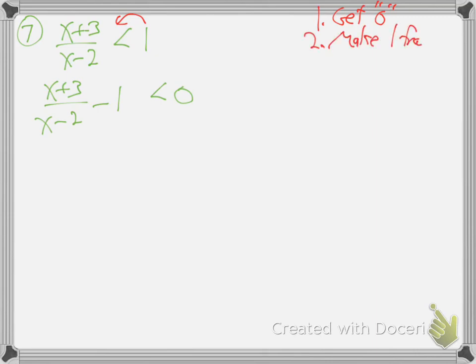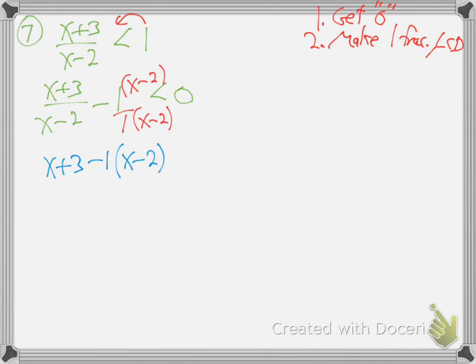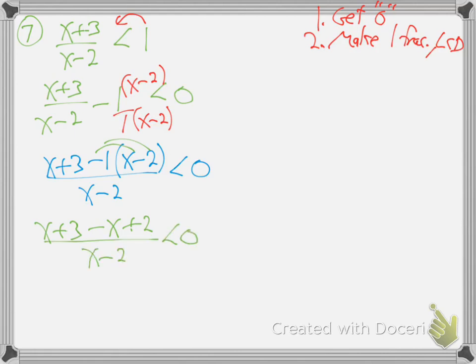Step 2, make it one fraction. LCD, right? So you've got to put this over 1, multiply top and bottom by x - 2 to get a common denominator. And so then where does that leave us? That leaves us with (x + 3 - 1(x - 2))/(x - 2) < 0. So distribute that minus 1: (x + 3 - x + 2)/(x - 2) < 0.